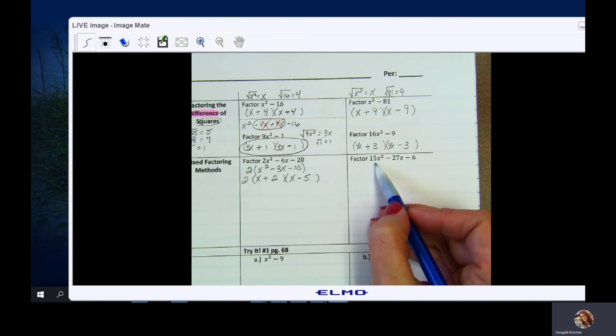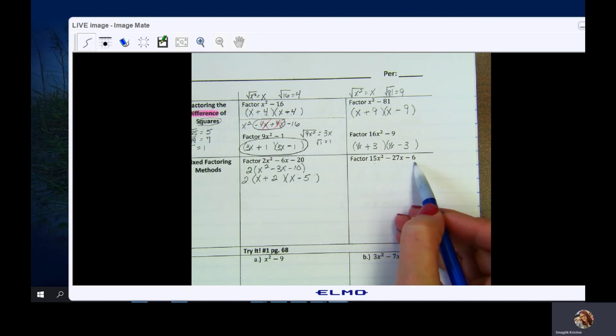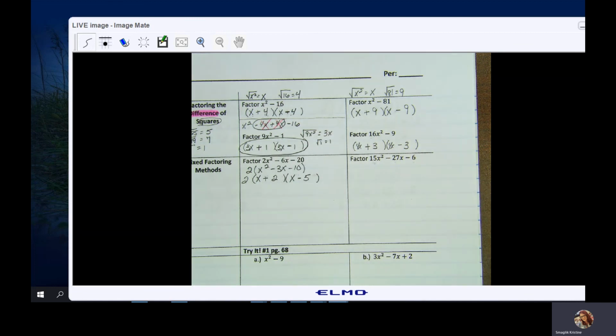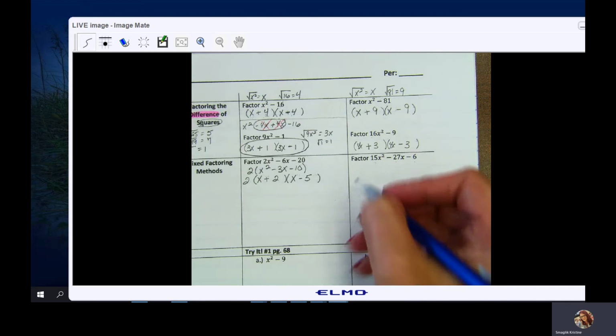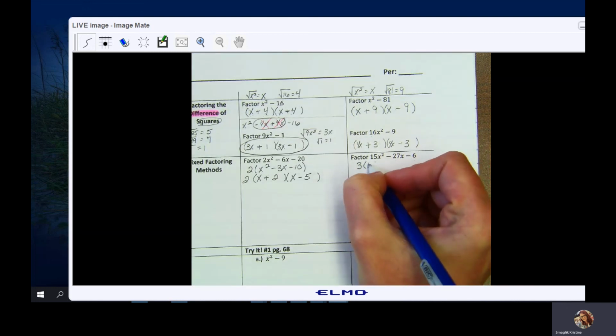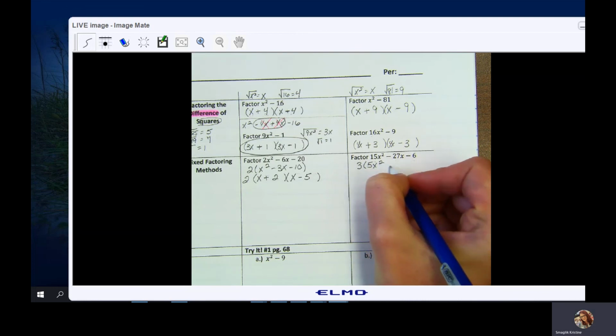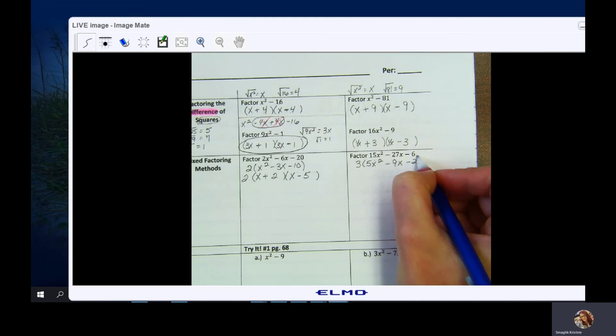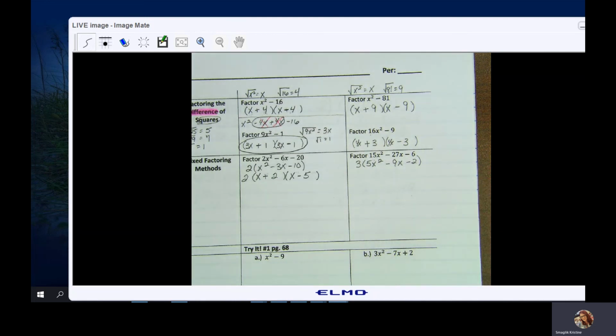I can see I have a 15, a 27, and a 6. All of these terms are divisible by 3. Let's factor out a 3. 3 is the GCF, so I'll factor that out first. And I get 5x squared minus 9x minus 2. And now from here, I have an option. I can do the AC method on what's inside, or I can do slip, dip, and slide. Let's do slip, dip, and slide.